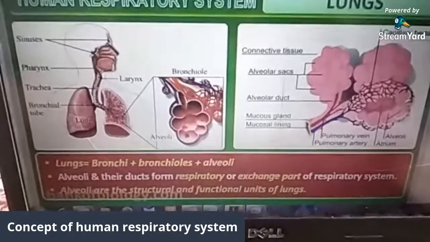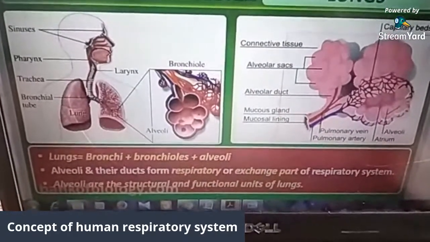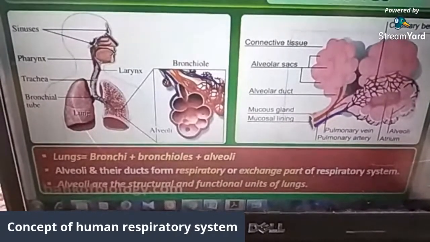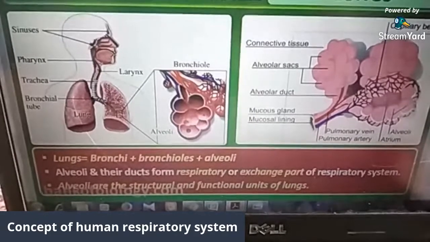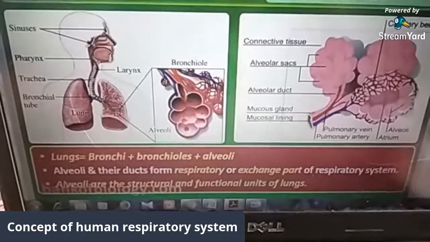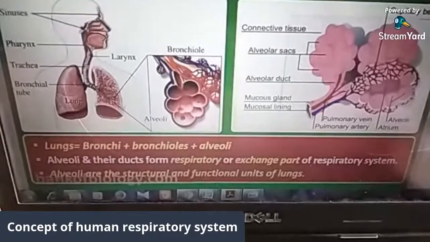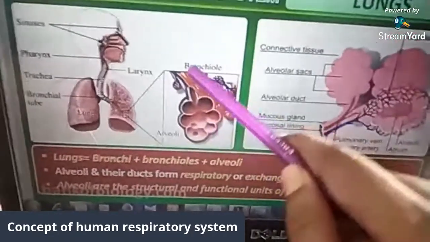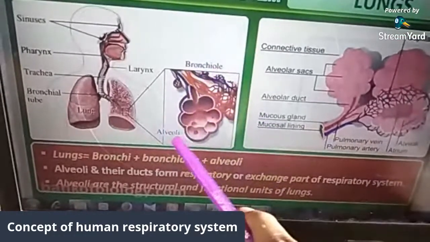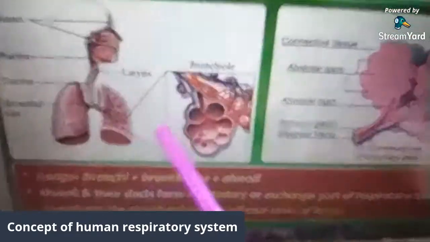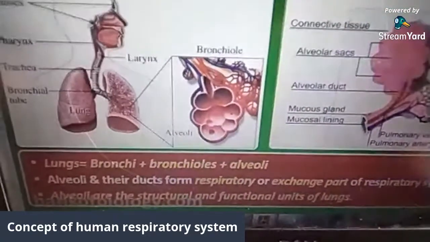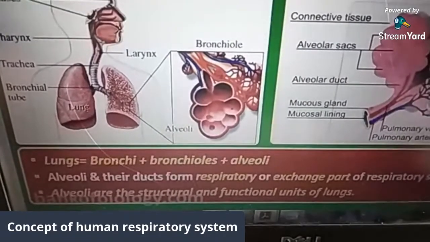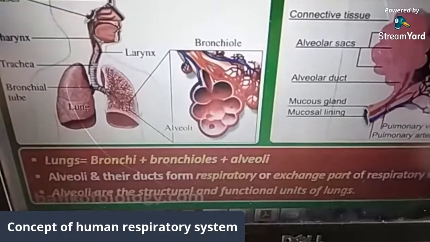Next is the lungs. This is the structure of lungs. The lungs equal bronchi plus bronchioles plus alveoli. What does it mean? It means one lung is formed by these three things: the bronchi, the bronchioles, and the alveoli. Alveoli and their ducts form the respiratory or exchange parts of the respiratory system. This is the bronchiole. This is the alveoli. Look at the structure. All those things are not important for your exam; they are for your understanding. That's why I have made this portion.